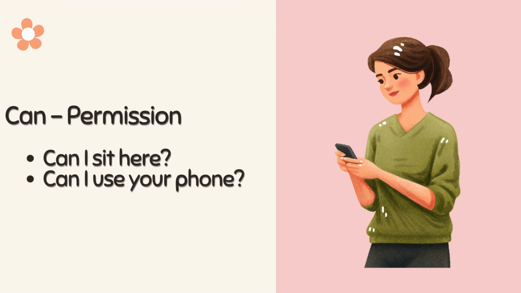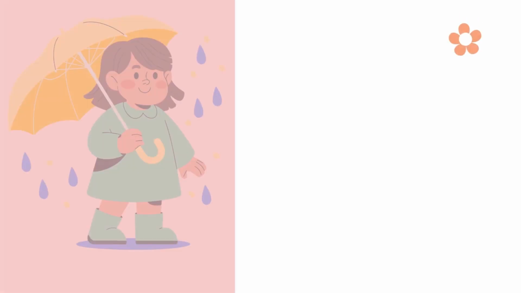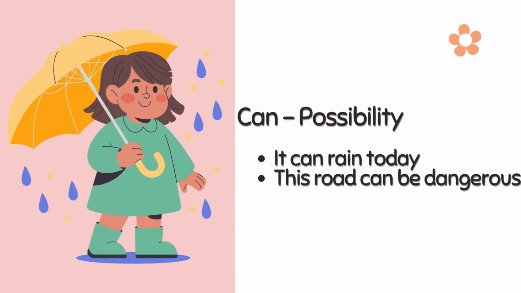Got it? Second, we use can to ask for permission. For example, can I sit here? Can I use your phone? These are polite ways to ask for permission in everyday situations. Third, we use can to talk about possibility. For example, it can rain today. The road can be dangerous. This means something is possible.